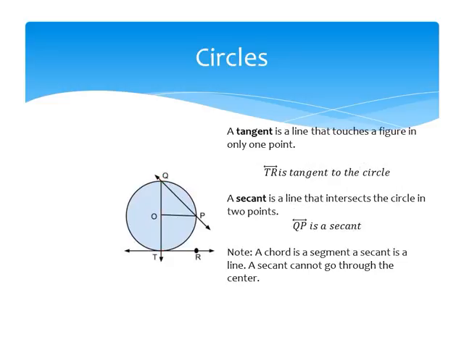A tangent is a line that touches the figure in only one point. So if we look down at this circle, I have a line that's just touching that circle in one point. And in particular, it's touching it at point T. So line TR is tangent to the circle. A secant is a line that intersects the circle in 2 points. So line QP is a secant. So a chord is a segment and a secant is a line. A secant cannot go through the center of the circle.